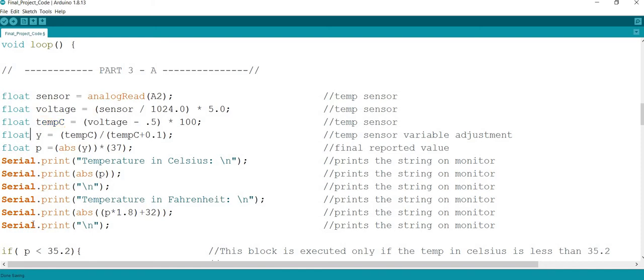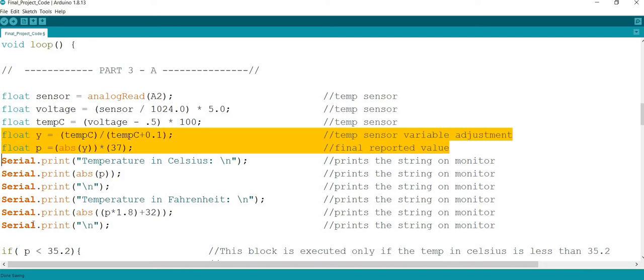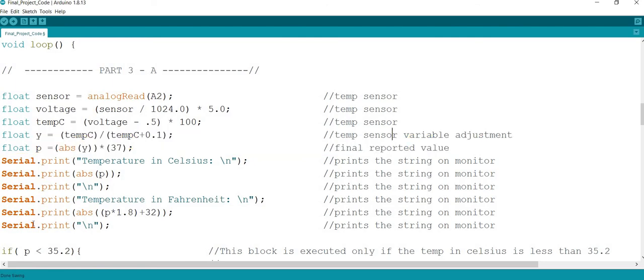So what we have done further was that we have added these two lines. In addition to writing that code, what we found out was that the signal was very inconsistent. So we have defined two new variables. The first one was the variable y, and variable y is basically defined as temp c divided by temp c plus 0.1. So our objective was to obtain different numbers, but numbers which don't have a significant amount of variance and numbers which fall within the normal range of a temperature.